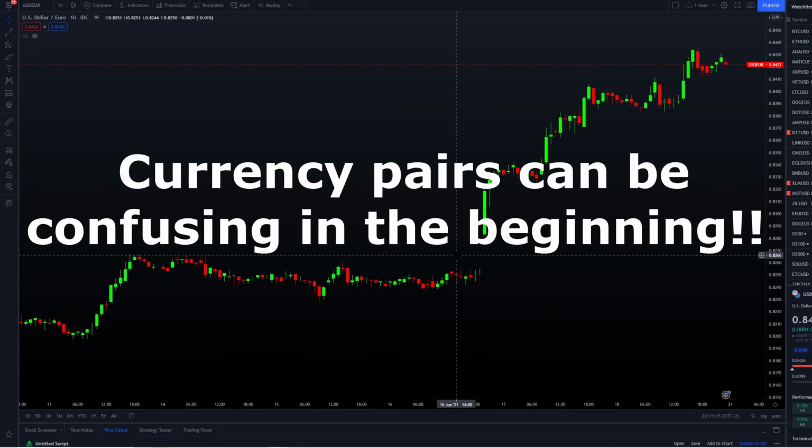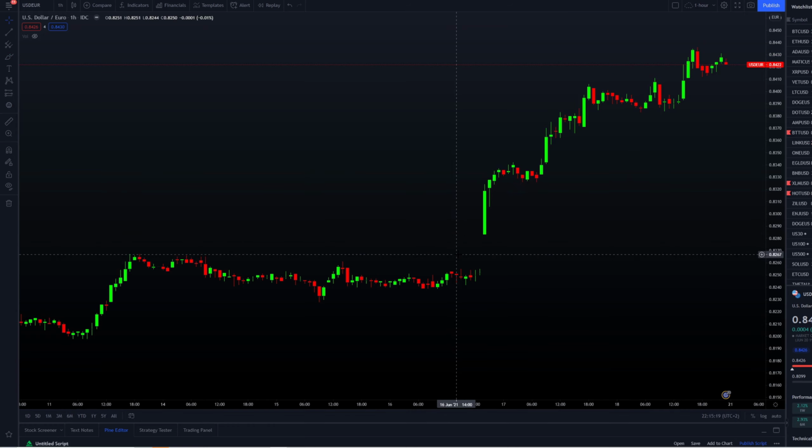And if you think this sounds confusing, don't worry, because I know it was confusing for me in the beginning as well. This whole thing with currency pairs does take a while to get used to, and it can be very confusing in the beginning. But don't worry, just stick around, and if you continue to think about it and look at charts, it will make sense after a while.